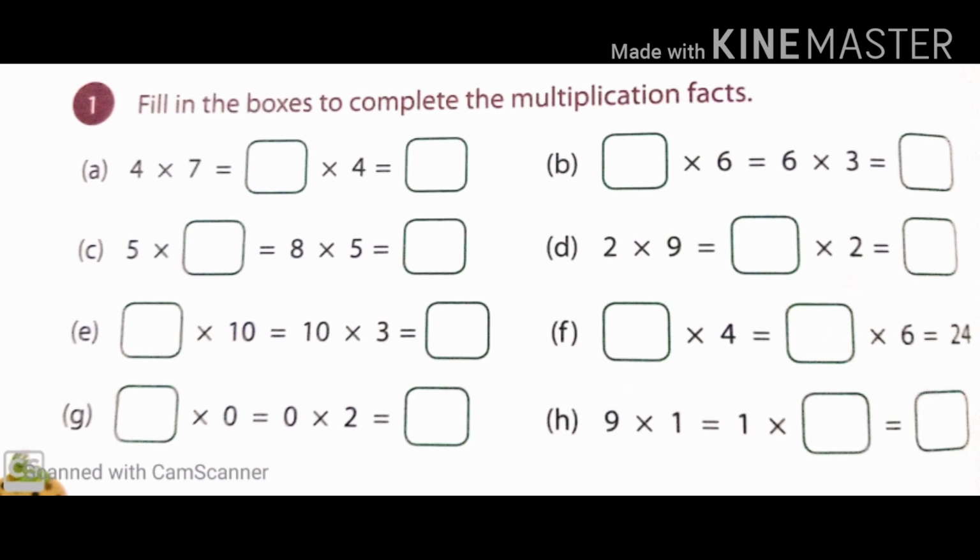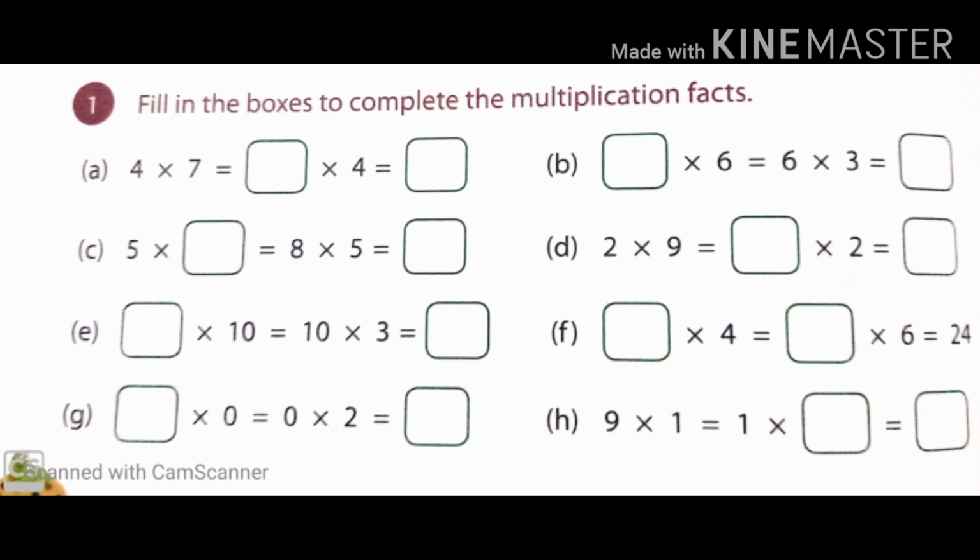So over here 4 into 7 is written. In the one box you have to write 7 into 4 and then equals 28. The rest you have to do like this. Dash into 6 equals 6 into 3 equals dash. 5 into dash equals 8 into 5 equals dash.